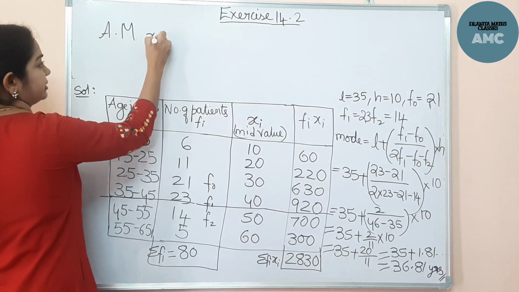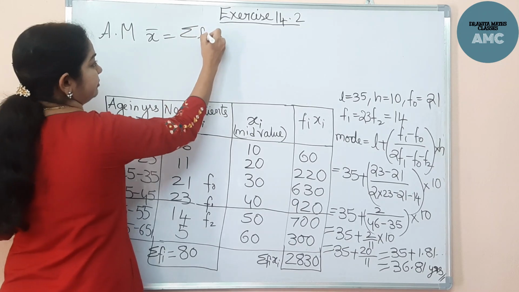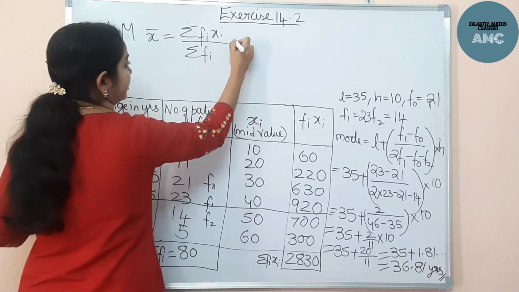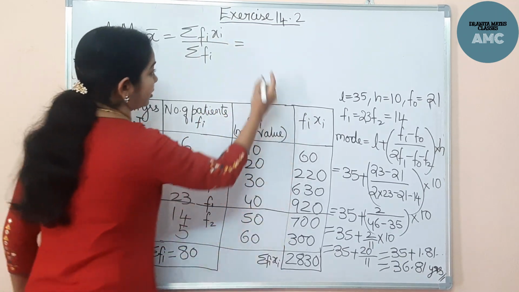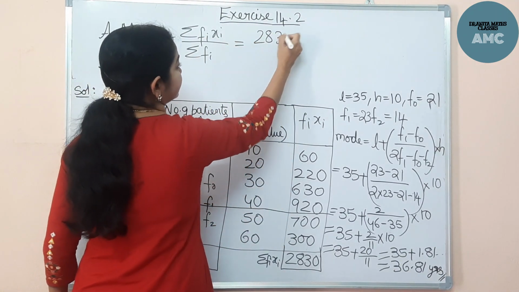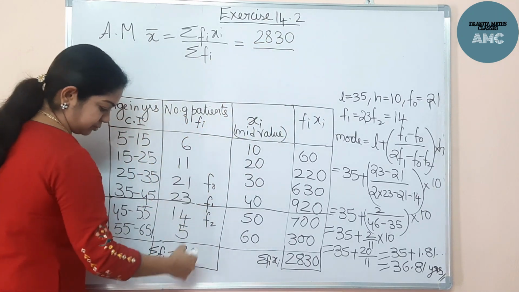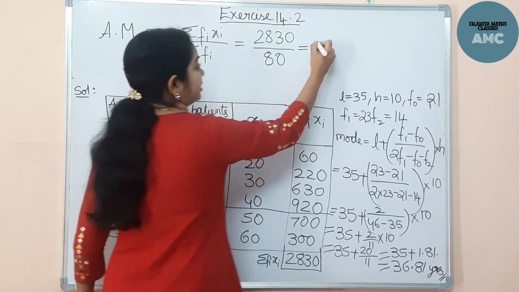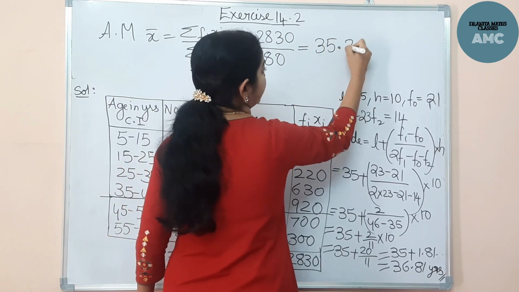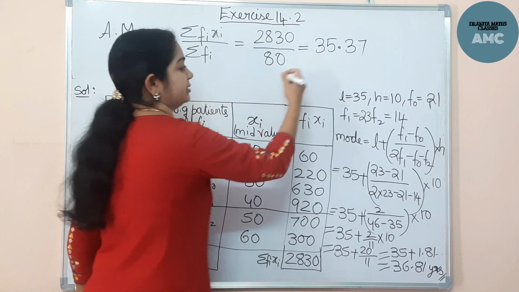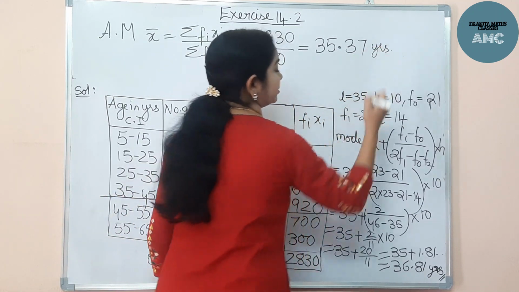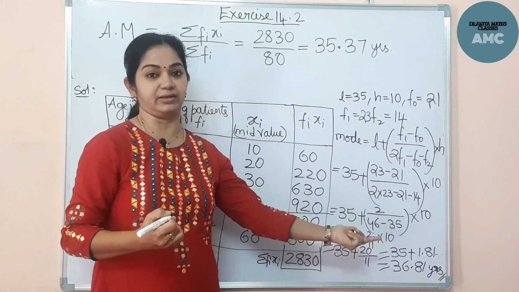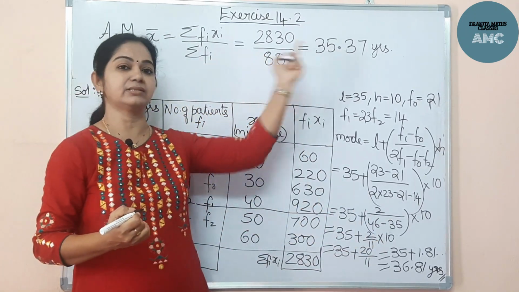Arithmetic mean, that is x bar is equal to sigma fixi by sigma fi. Here the total of sigma fixi we got as 2830 and sigma fi, the total here is 80, right? This comes to around 35.37, right? This is the age in years. So this is the mean value, whereas the mode value is 36.81. The mean value is 35.37.